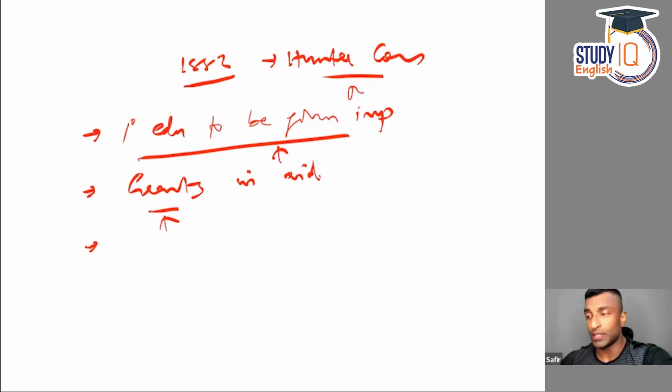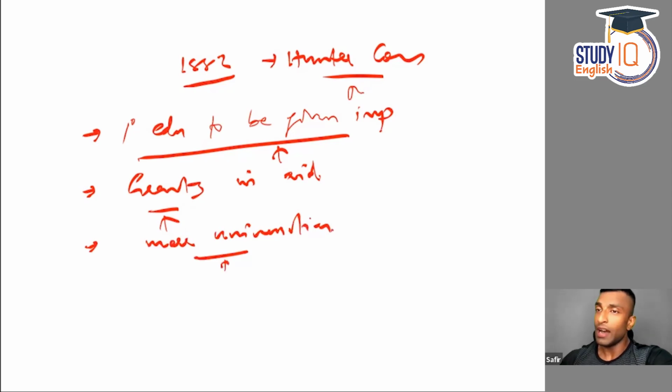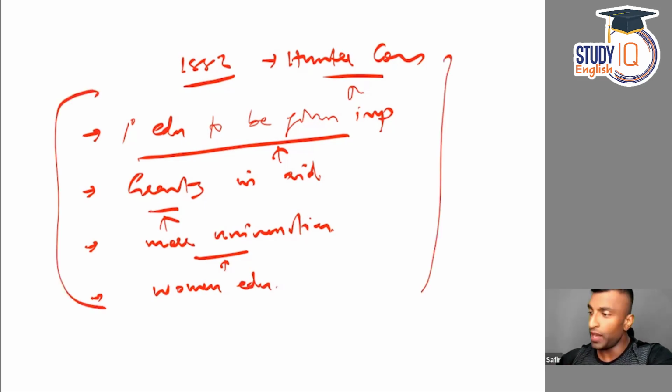Thirdly, more universities. And you can see that after this is a golden era of universities: Banaras Hindu University, Dhaka University, Patna University, Jamia Millia University, Osmania University. You will be seeing so many universities coming up during this period of time. So more universities to be opened. And this 1915 to 1922 is the golden era of universities. And then one more, women's education should be given priority. So these are the key points which you need to remember.